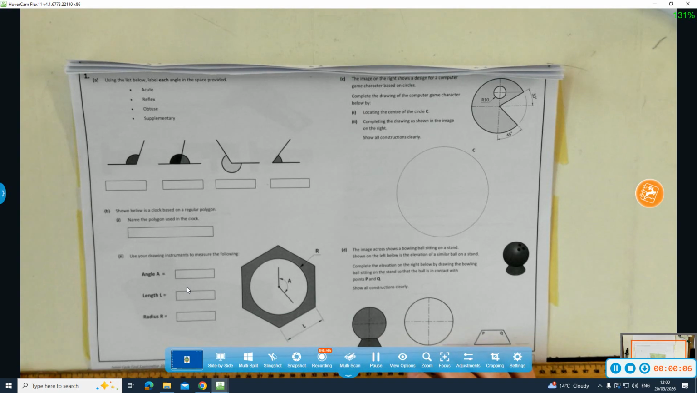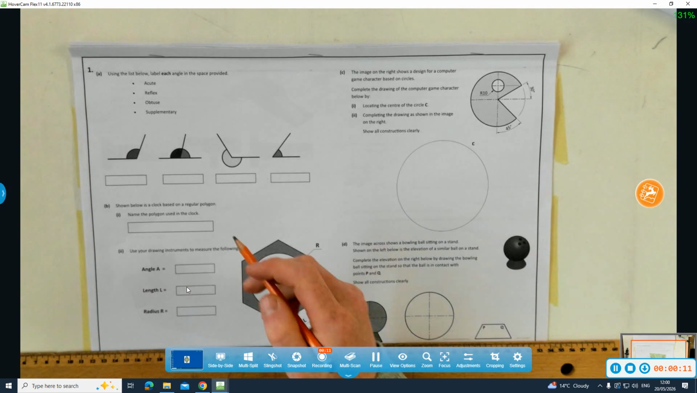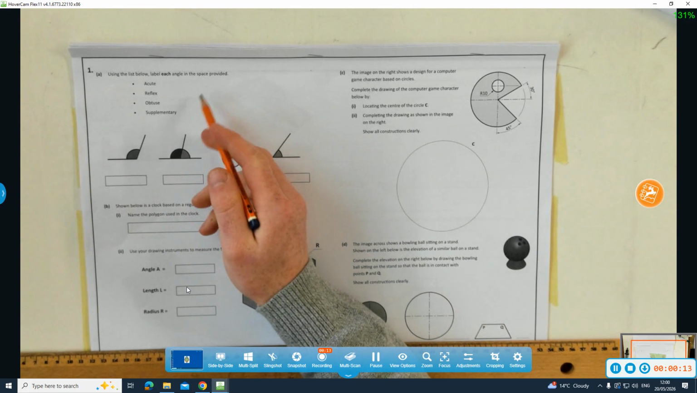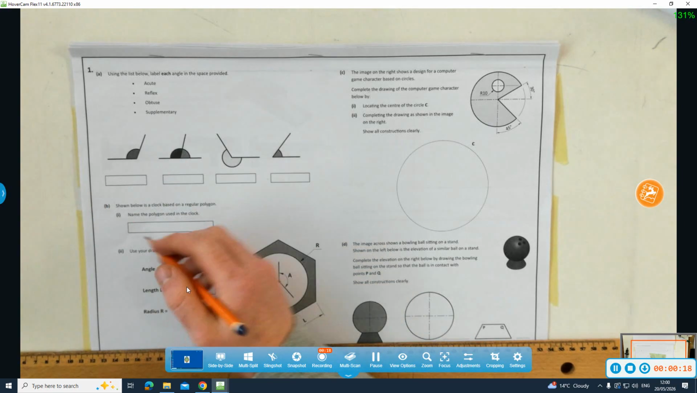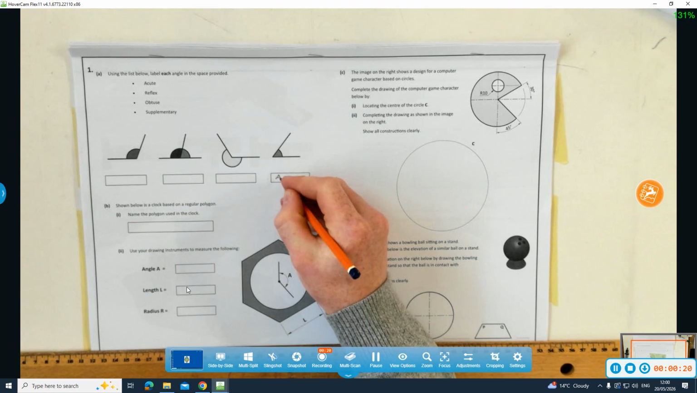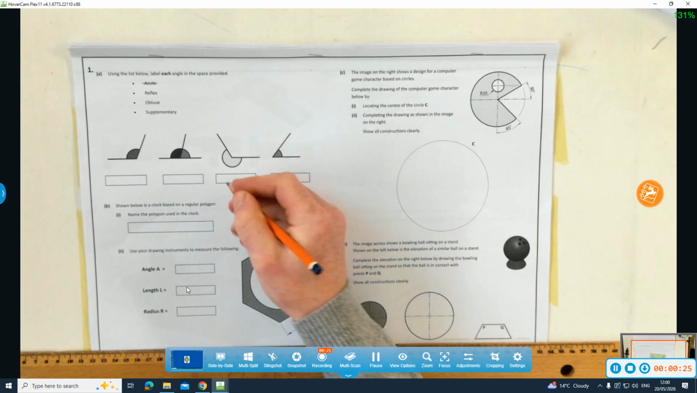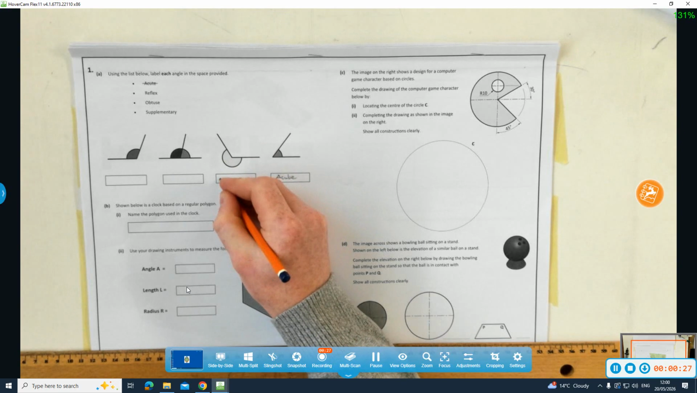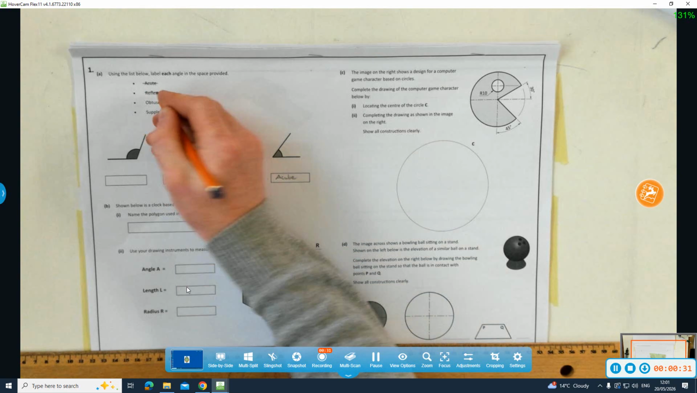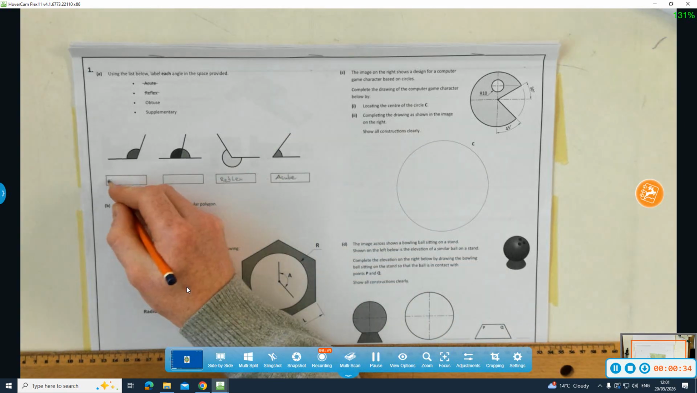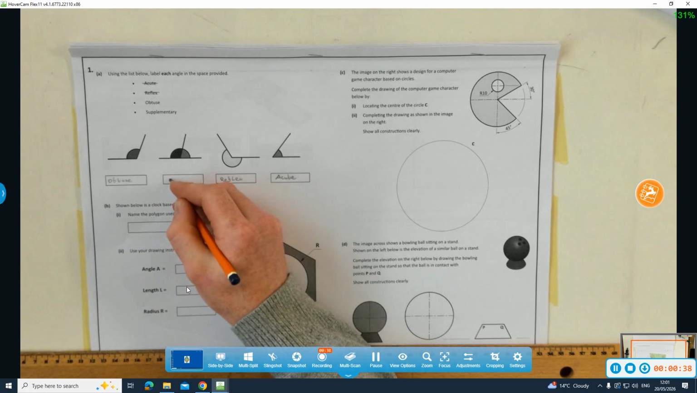So 2023, this is question 1 here. Using the list below, label the angles in the space provided. So we have acute, reflex, obtuse, and supplementary. Acute here, our small one. Cross them off then as we use them. Our reflex here is our back. Obtuse is more than 90. And our supplementary.